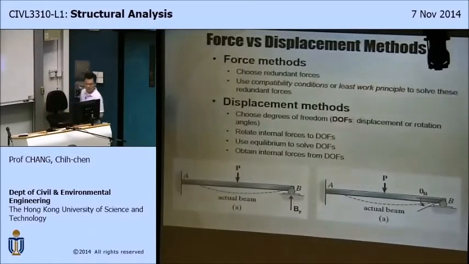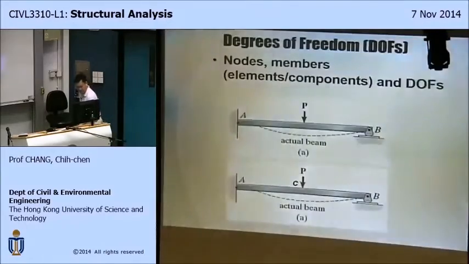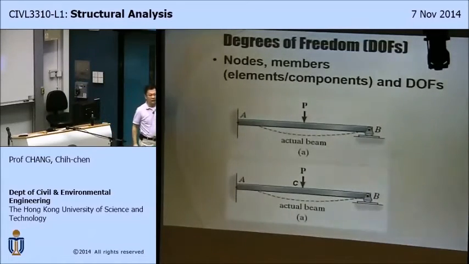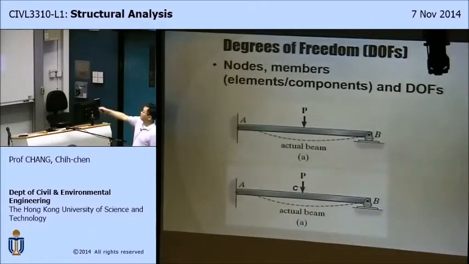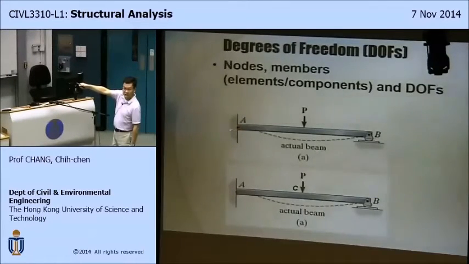What are deformations? Deformations include displacement and rotation angles. So we need to define more clearly what I mean by degrees of freedom. There are a few terminologies here. The first is node. Node means the locations, like node A and node B.